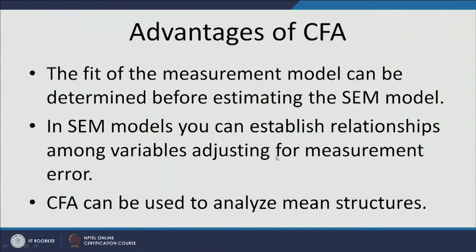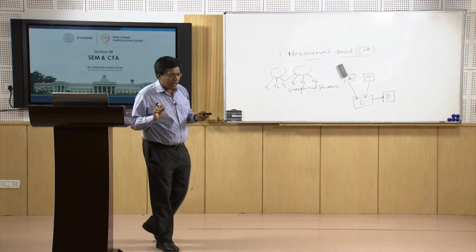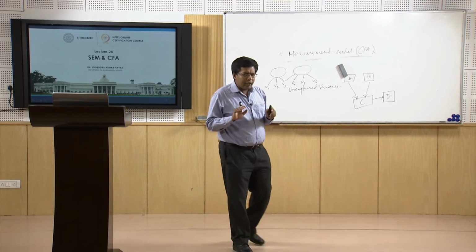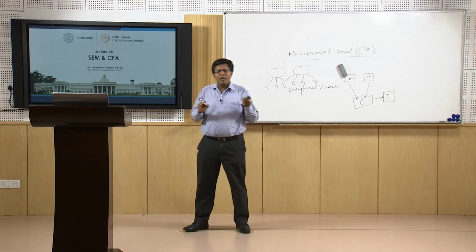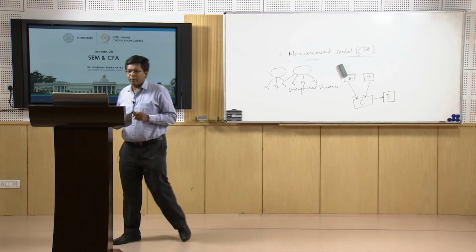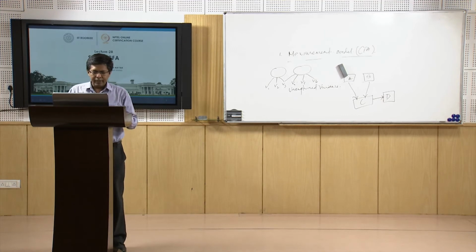Relationships among variables are established by adjusting for measurement errors. One more important thing is that in SEM models you can establish relationships by adjusting for the measurement error. Sometimes we use a term called modification indices. Through the modification indices we try to adjust the measurement error by creating a relationship among the variables, the error terms.